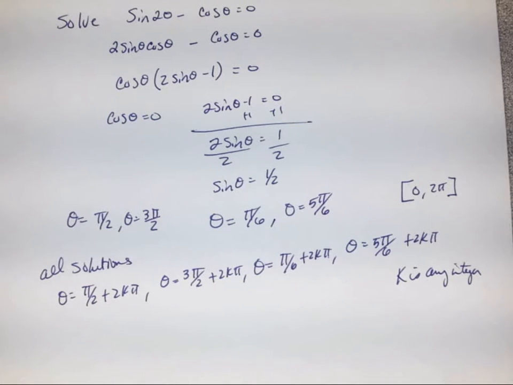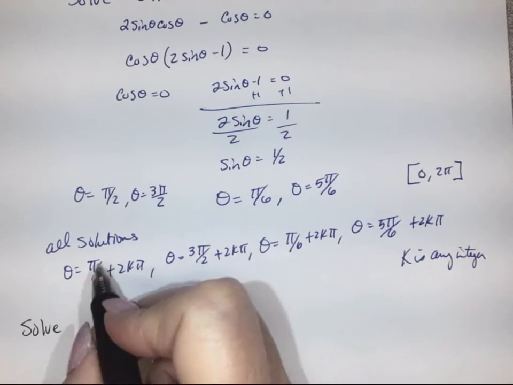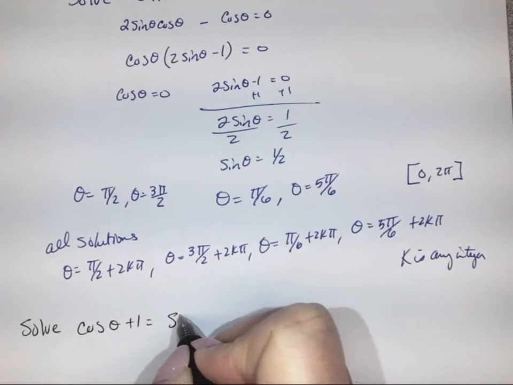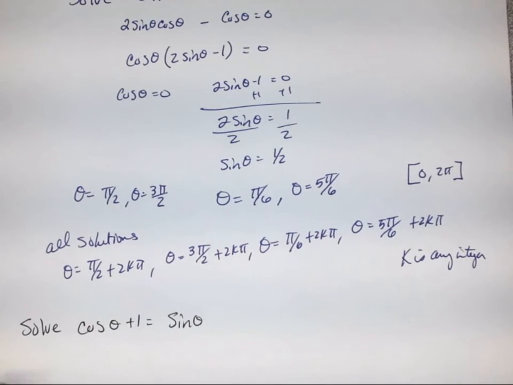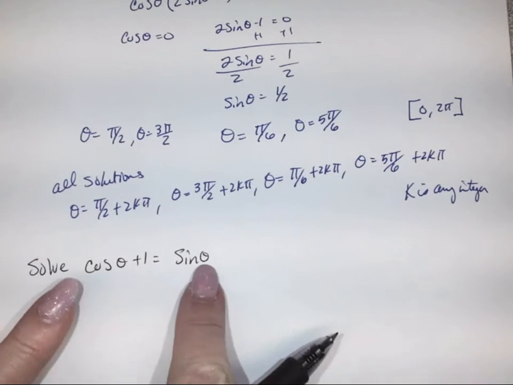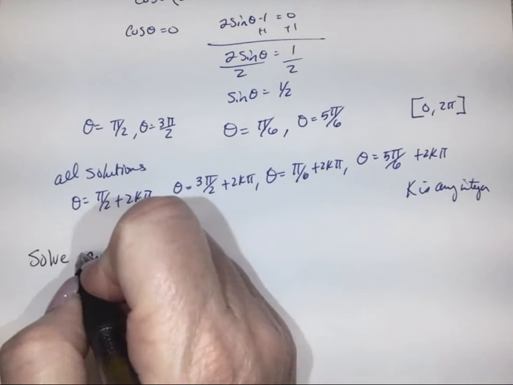All right, so let's go look at another example. So we want to solve cosine theta plus 1 equal to sine theta. And of course, we're looking at 0 to 2 pi because that's where our cosine and sine are. Well, there's not much we can do here, but we're going to use some things that we know from algebra. We could square both sides, so let's do that.